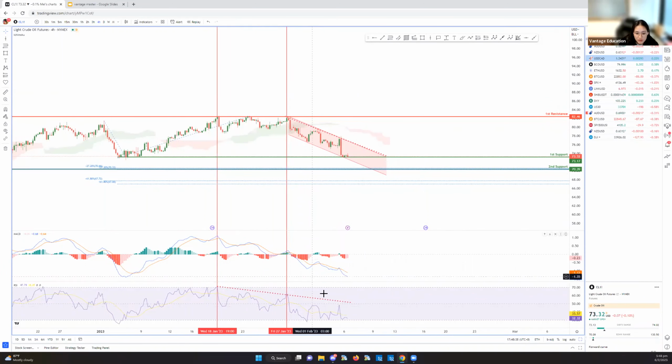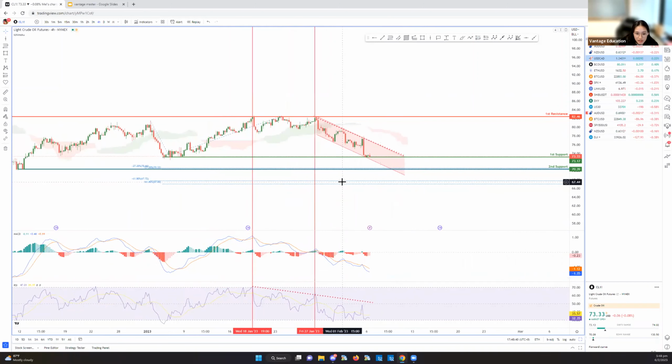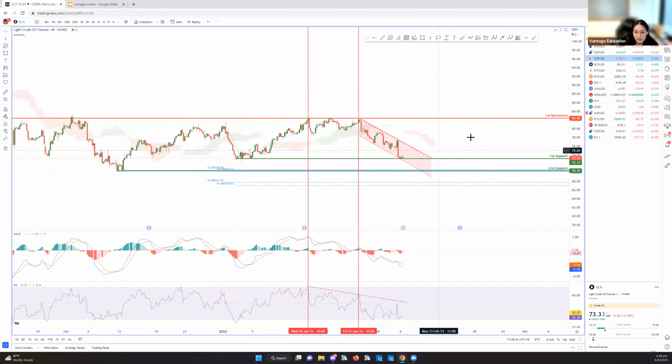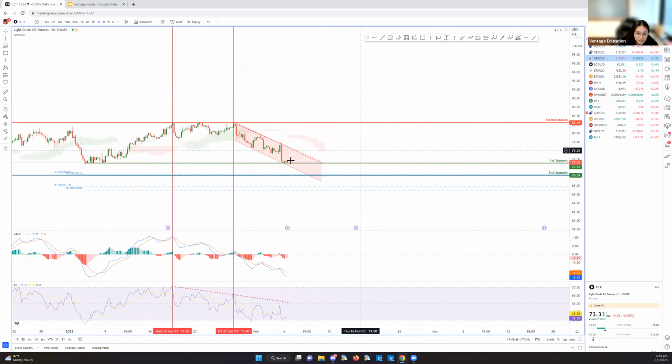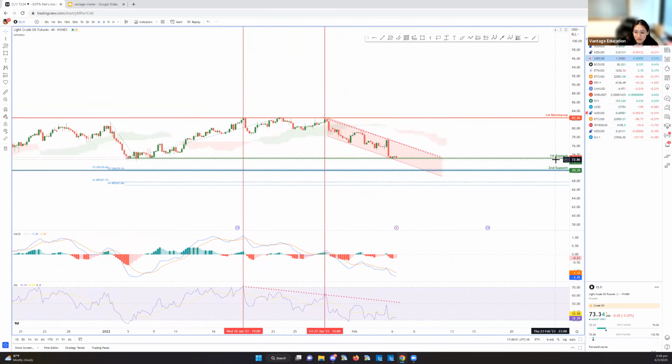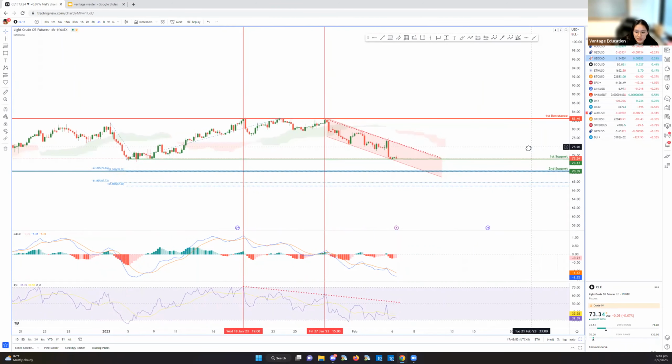So with all of the downward pressure, we can say that price is going to continue in the descending trend line or the descending channel, but we should wait for price to break through our first support before going in for any sells.